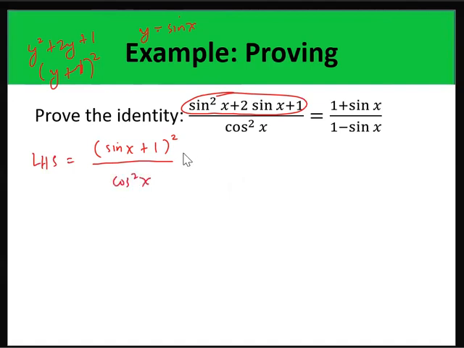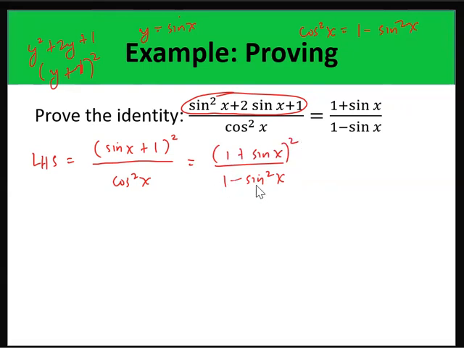But since our goal is to show that it's equal to 1 plus sine x over 1 minus sine x, then we have to find a way of replacing cosine square x in terms of sine x. Now, by the Pythagorean identity, cosine square x is equal to 1 minus sine square x. So this thing will be replaced by 1 minus sine square x. And in the numerator, the sine x plus 1 can be written as 1 plus sine x quantity squared.